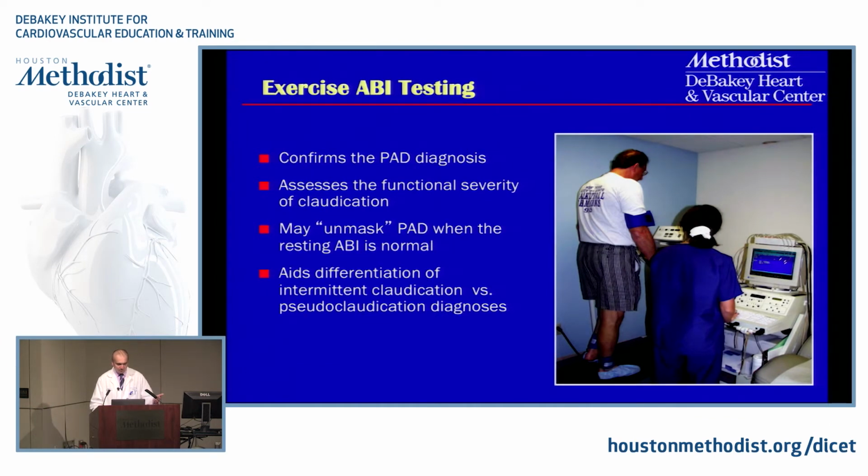So again, the role for exercise ABI is to confirm the diagnosis and assess the functional severity of the claudication. Keep in mind that you may have normal resting ABIs in people who still have underlying PAD, and the exercise ABIs may be able to unmask that. So if you have somebody who has symptoms of claudication and your resting ABIs are normal, that hasn't excluded that this person has true PAD and true claudication. Exercise is important in that setting, and that's where it can help to distinguish between true claudication versus pseudo-claudication, which is not due to peripheral arterial disease.